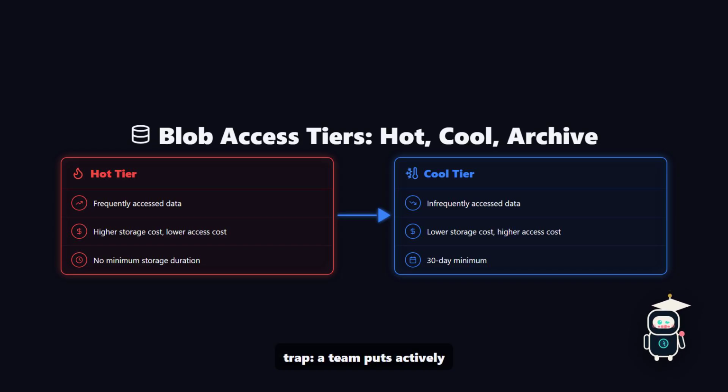The classic trap. A team puts actively used log files in archive to save money, then panics when an audit needs those files immediately. And the bill arrives with unexpected retrieval costs.